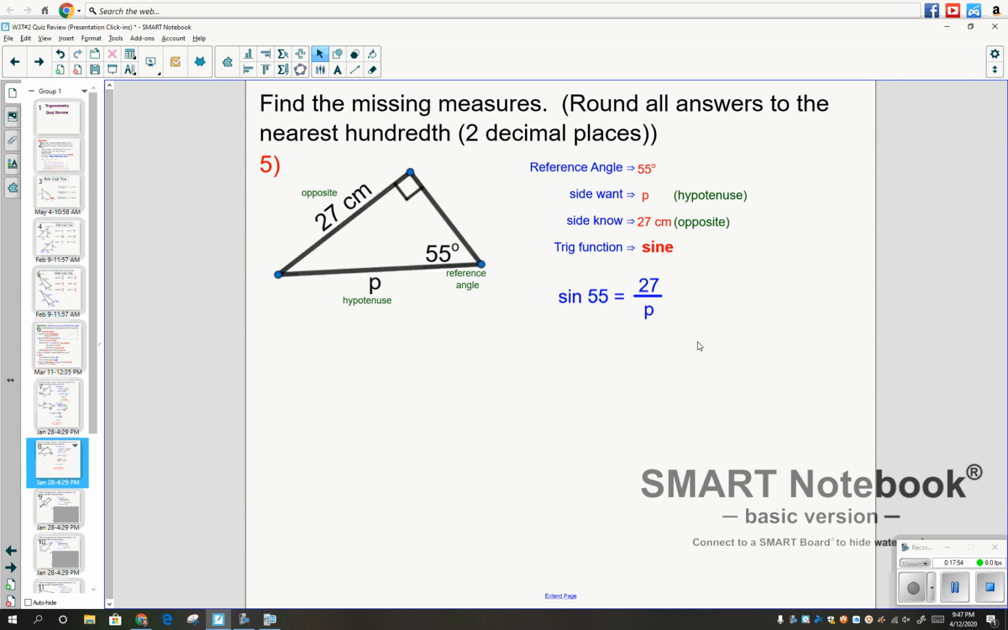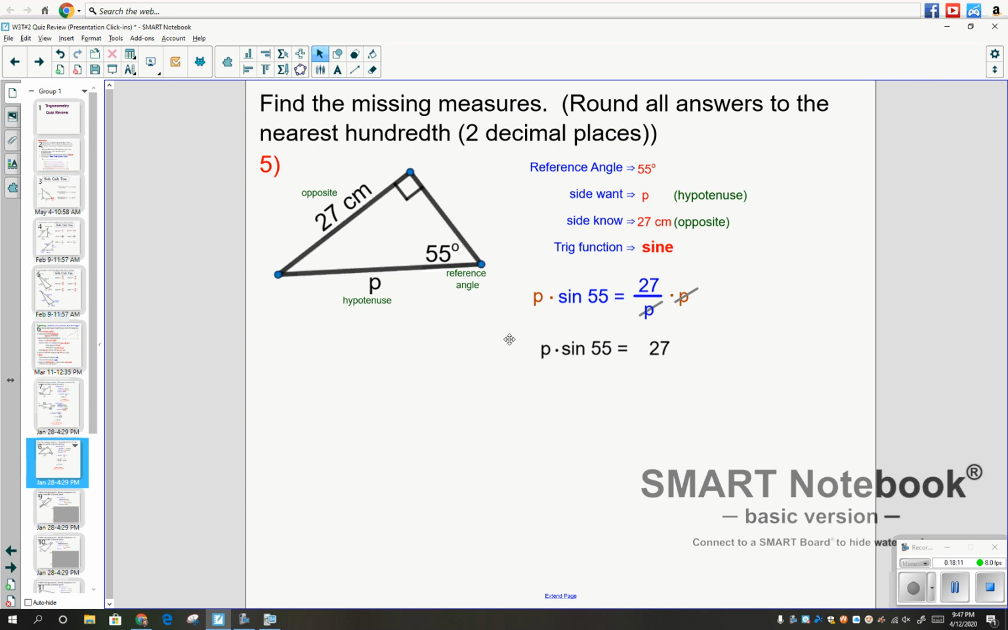Solving for a side. Clear fractions. Multiply by the denominator. The denominator is P. So I'm going to multiply both sides by P. They cancel out on the right. I'm left with 27 equals P times sine of 55.